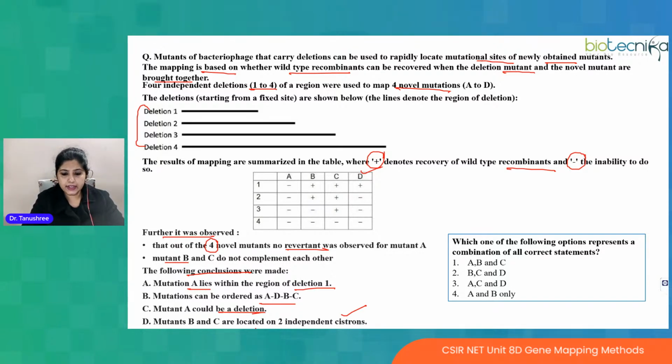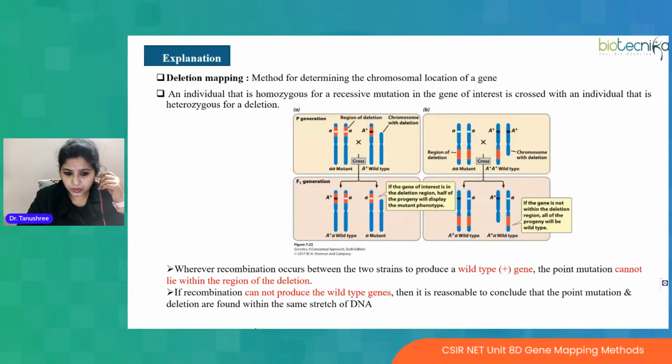Yes, quickly, can I get some answer? Okay, option 3. Fine. See, in the exam, time is also important, right? So you have to take care of the time, the speed. You have to work on your speed and accuracy both for the CSIR Life Science exam, right? So first work on accuracy and then speed. Fine. So let's have a look at how to solve this question.